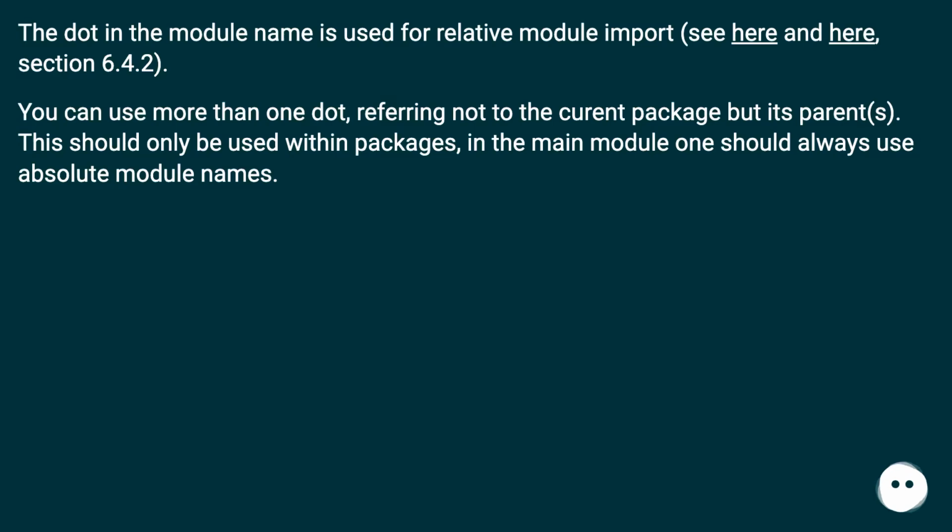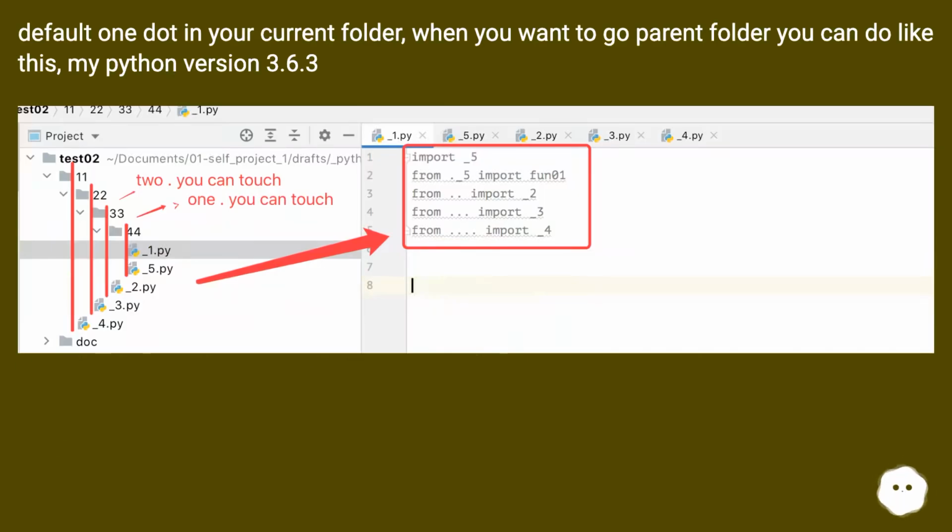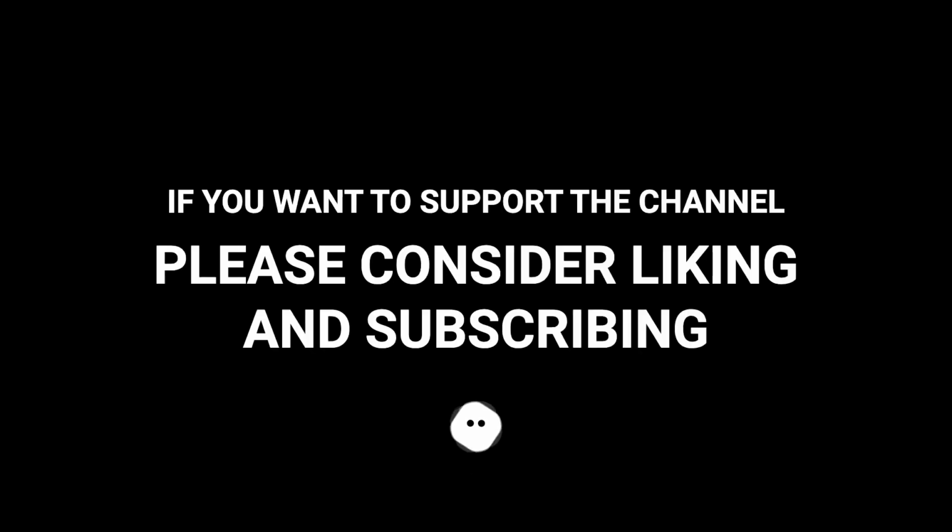This should only be used within packages. In the main module, one should always use absolute module names. Default is one dot, meaning your current folder. When you want to go to the parent folder, you can do like this. My Python version is 3.6.3.